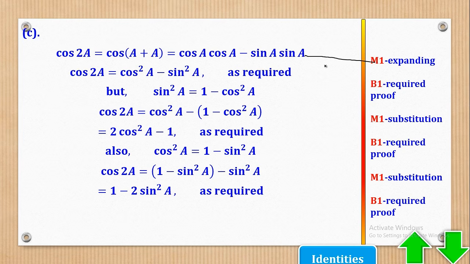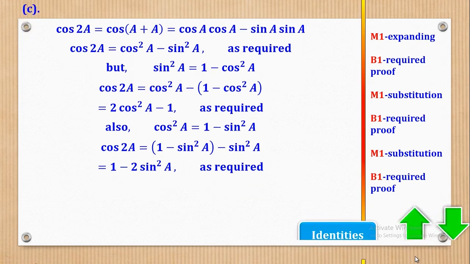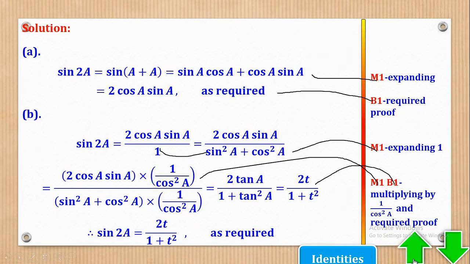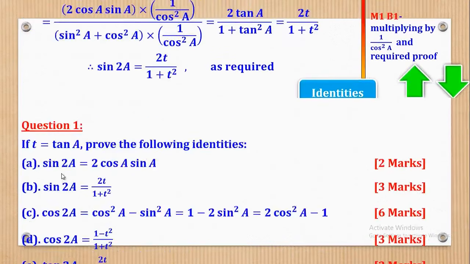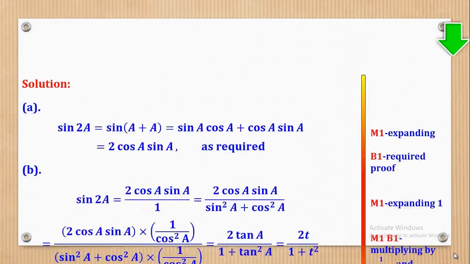So M1 for this expansion, B1 for the required proof, M1 for this substitution, B1 for the required proof, M1 for this substitution, B1 for the required proof. So now part D, they want you to express cos 2A in terms of t, and part E, they want you to express tan 2A in terms of t. So let's see how those go.